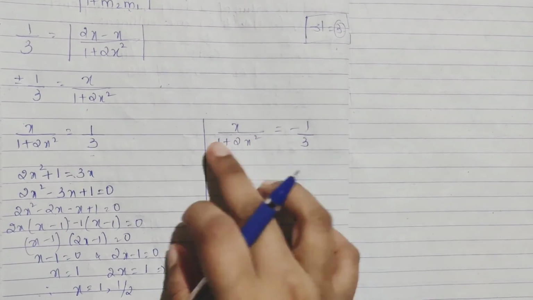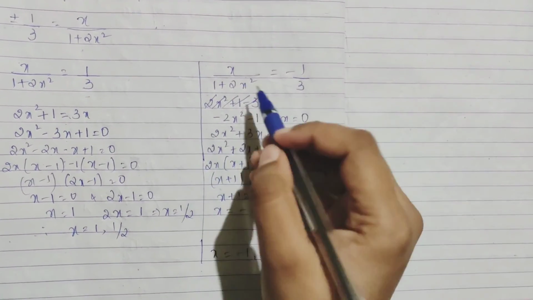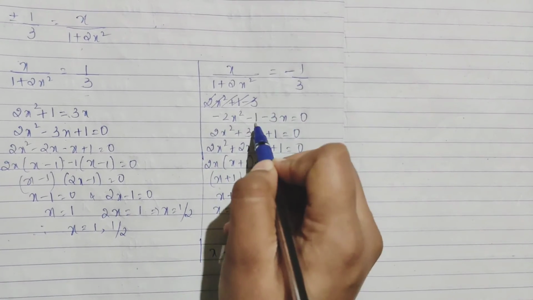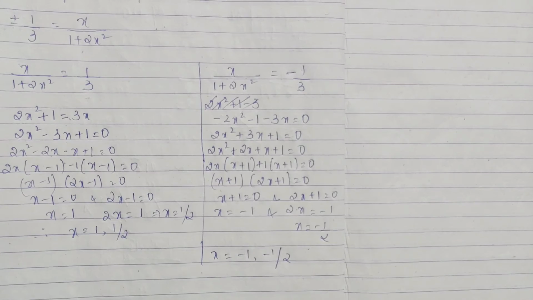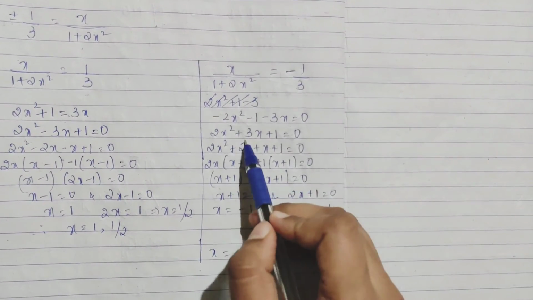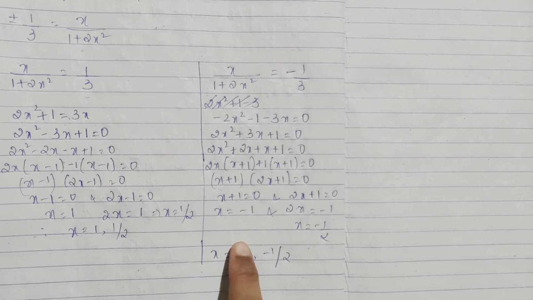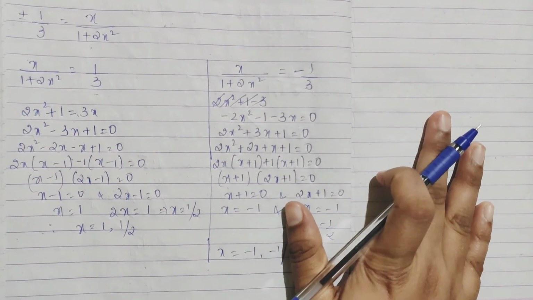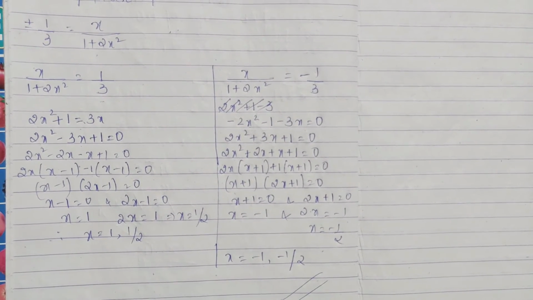Second, use the same method here. So this is also the same: 1 plus 2x square, and here it is minus, so it becomes minus 2x square minus 1, and 3x, when I take it to the left hand side, becomes minus 3x. So the 3 is also minus, so I can take minus common, and on the right it becomes 0, right? So 2x square plus 3x plus 1, the whole thing positive. In the same way, split it, and you get x equal to minus 1 and minus 1 by 2. So here also you will get two values. I hope this is clear for you. You have to solve it.